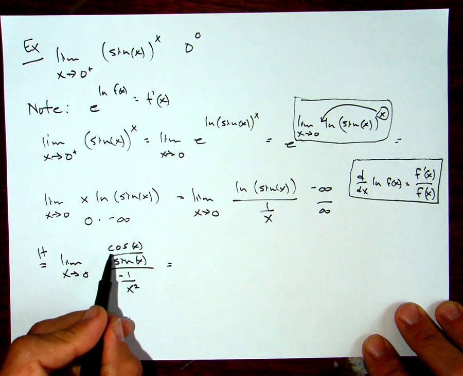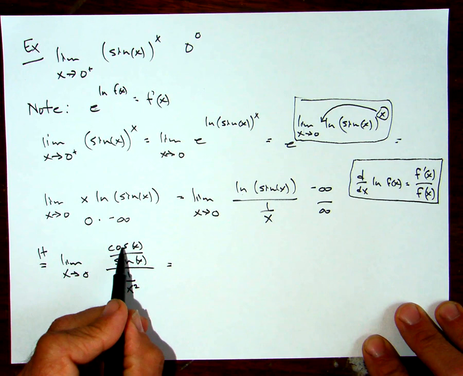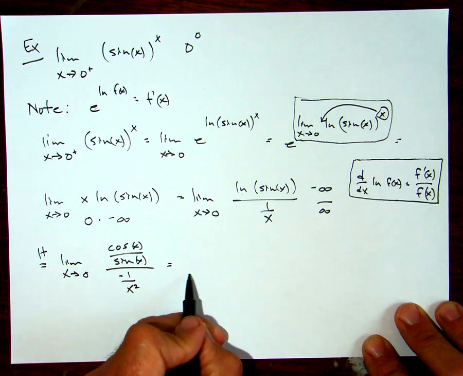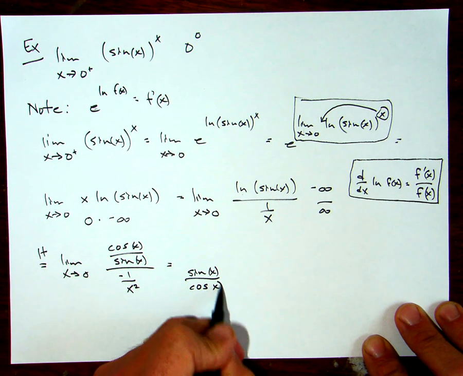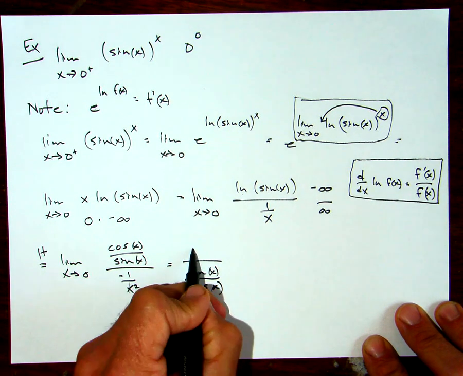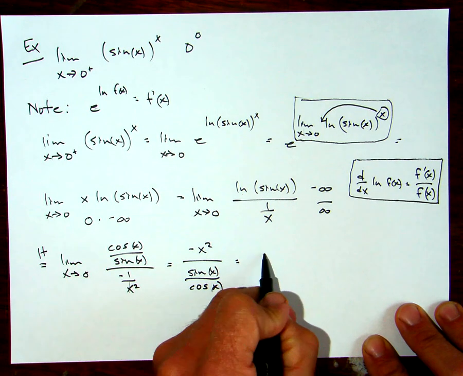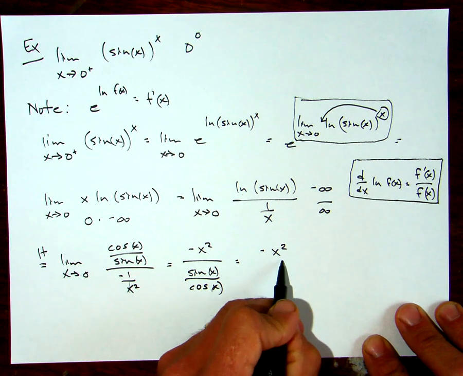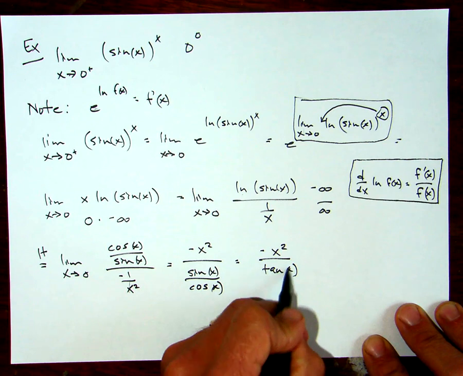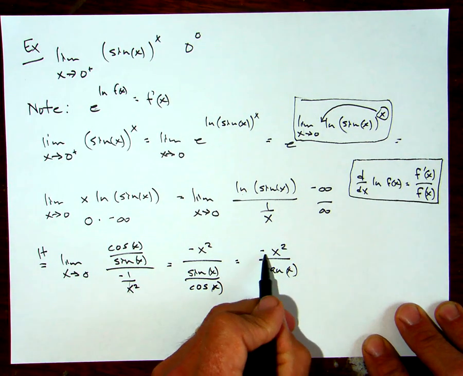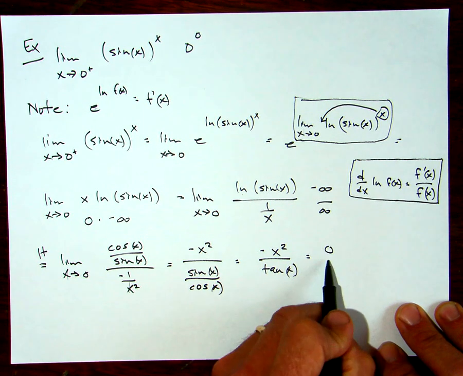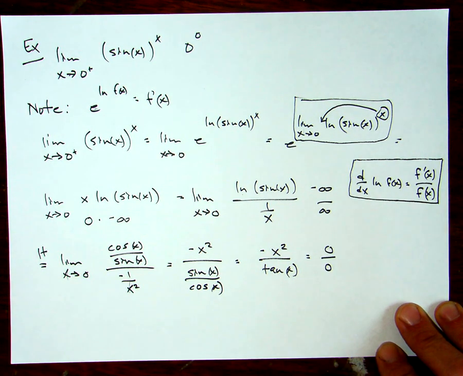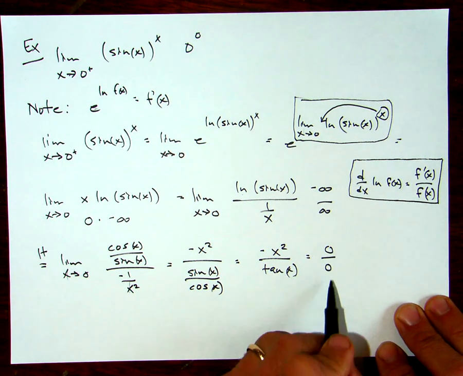So I can rewrite this. I can basically take this to the denominator and make it sine over cosine, right? We can divide by the reciprocal. And likewise with the negative 1 over x squared, just bring that up and make it negative x squared. Well, that actually is equal to negative x squared over tangent of x. Now as x goes to 0, the numerator goes to 0 and the denominator goes to 0. So now I have a form that I can apply L'Hopital's rule to again.